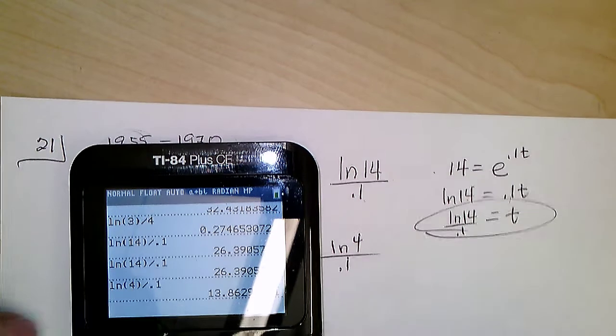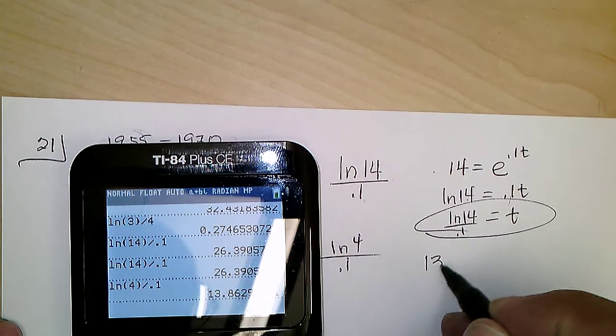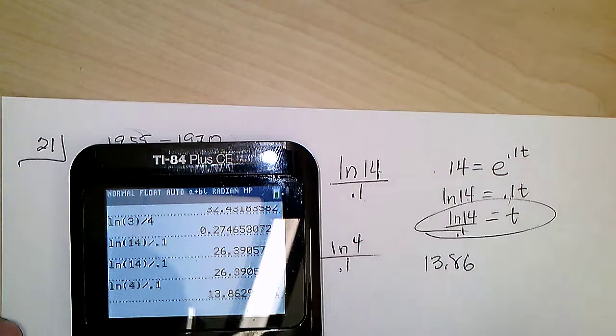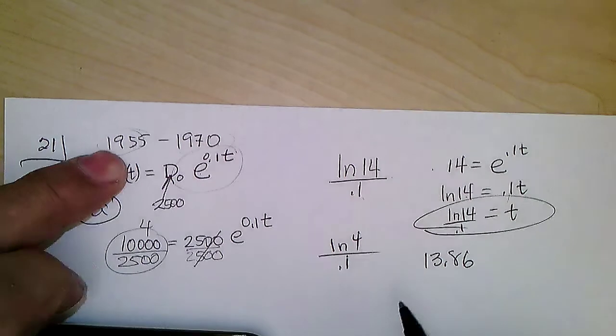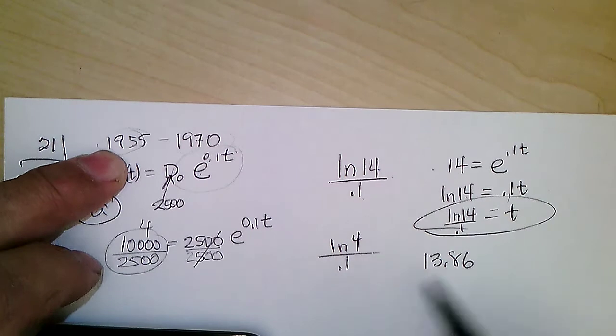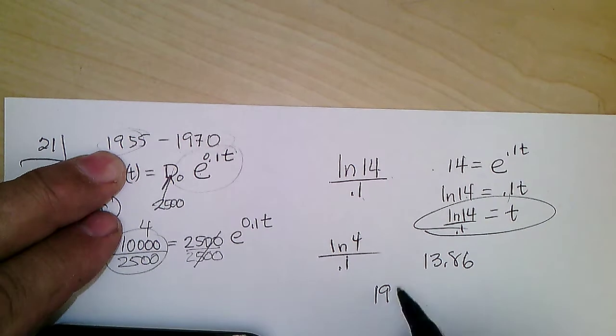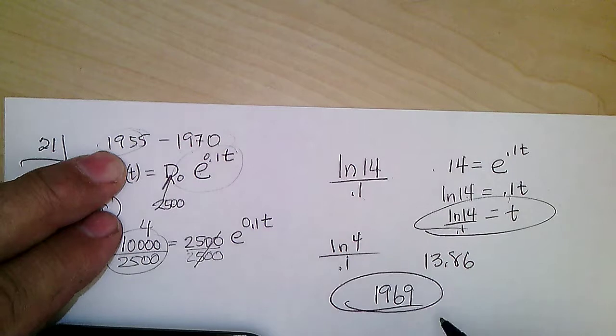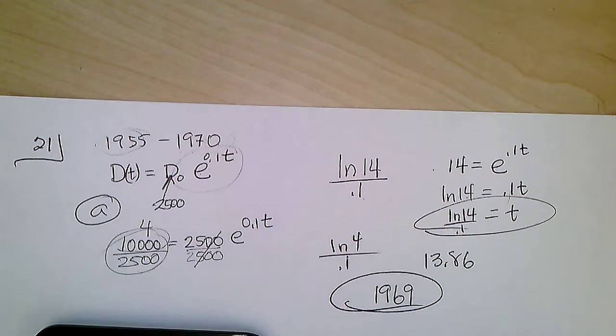Which is 13.8 years, 86 years, about 14 years past 1955, which would be 1969. There was about 10,000 physics degrees.